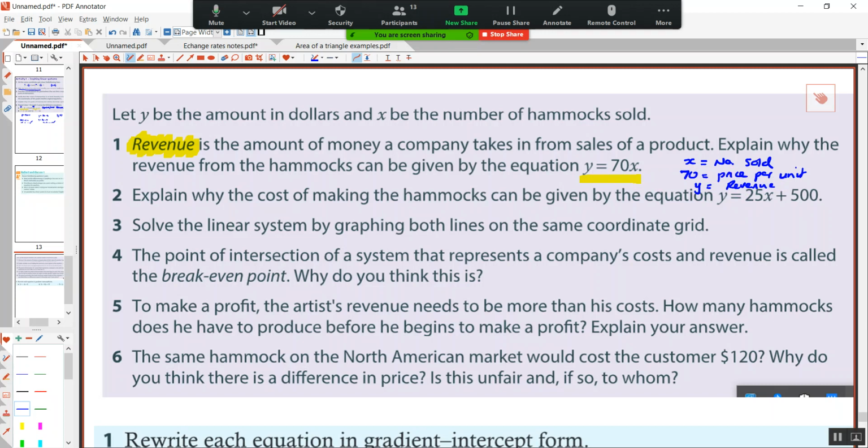If I make the price higher, so let's say I make it 80, so it's 80x, what will happen to the line if I plot that? Yeah, it becomes steeper, doesn't it? Because if I sell more at a higher rate, the revenue is going to go up quicker. Right, what about the cost of making the hammocks is this? Could you explain that, anyone?